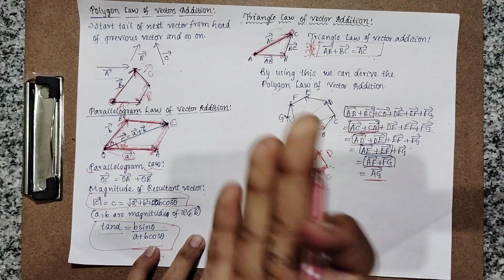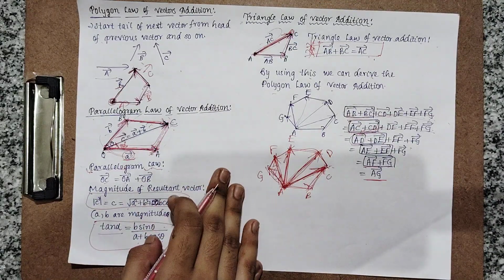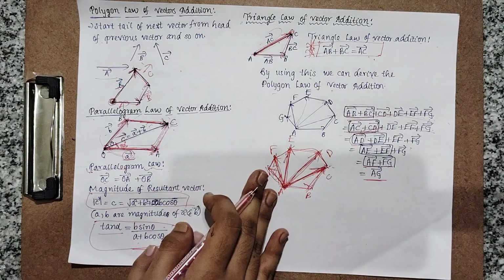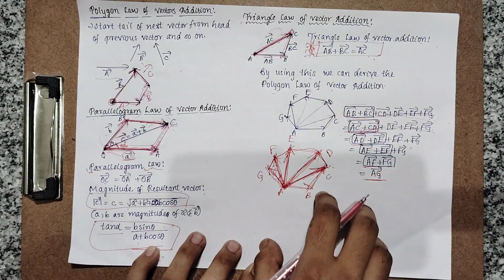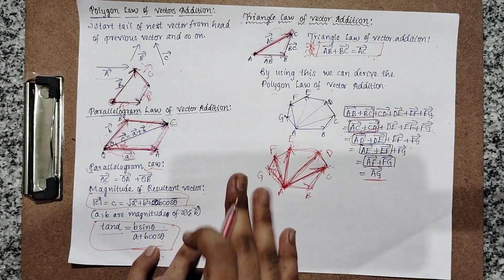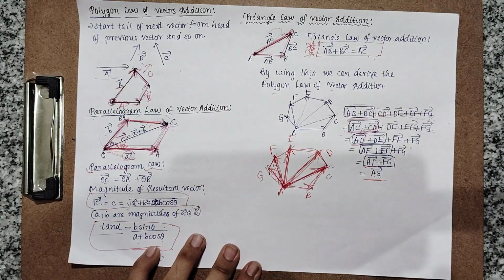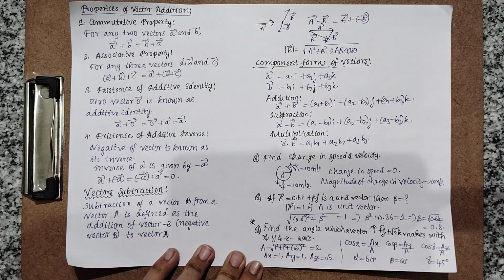And by using this triangle law, we can derive the polygon law of vector addition. Hope by this you have got clarity on vector addition. Now coming to properties of vector addition.